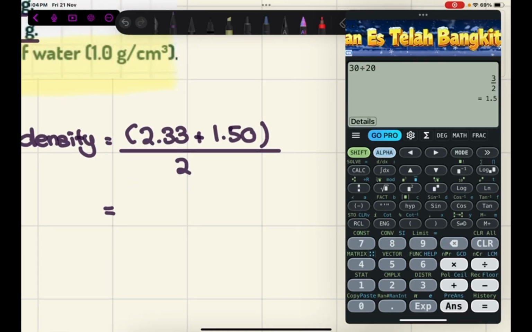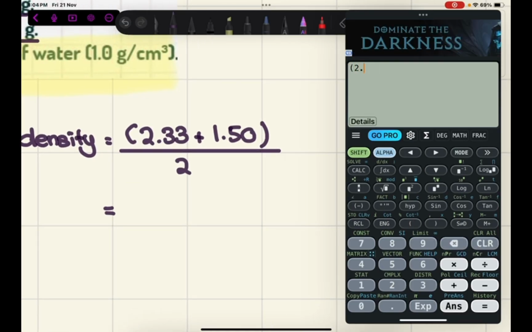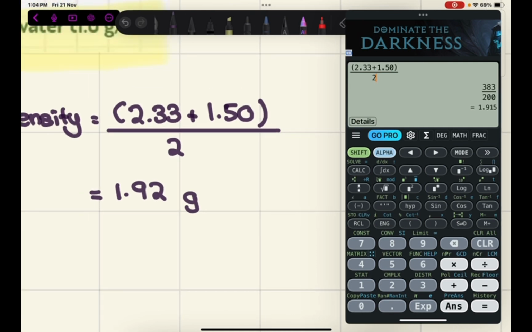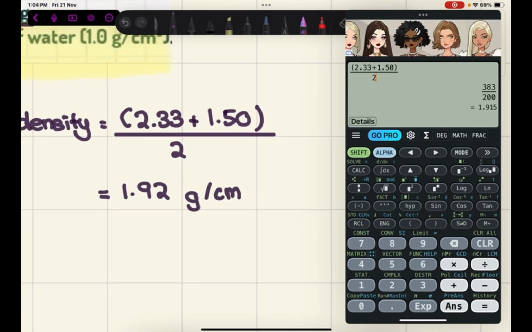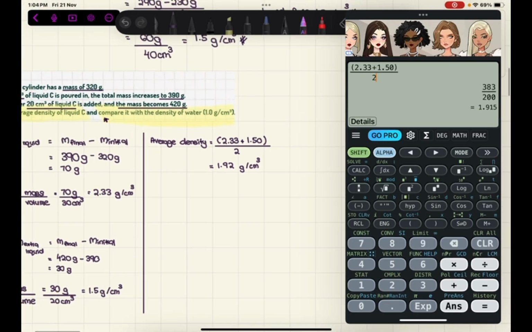So 2.33 plus 1.5 over 2, we get 1.92. Don't forget the unit. What is the unit of density? Gram over centimeter cube. So this is the average density.